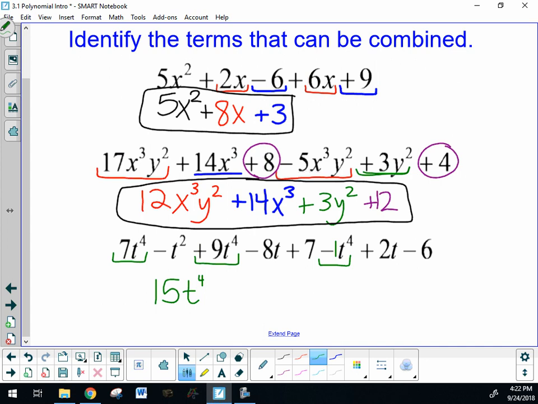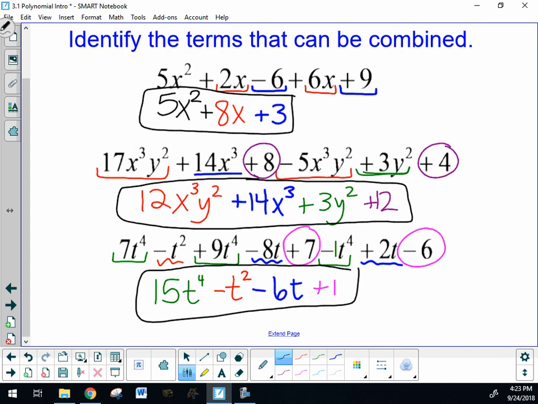I have just this term that's t squared. I don't see any others, so that would stay as is. We've got -8t and +2t for -6t. And we have a 7 minus a 6, so +1. So combining terms is just a way of simplifying the polynomial because there's no reason that they need to stay separate if they have the same variable. We can combine those and get a little bit smaller polynomial, a little bit easier to work with.